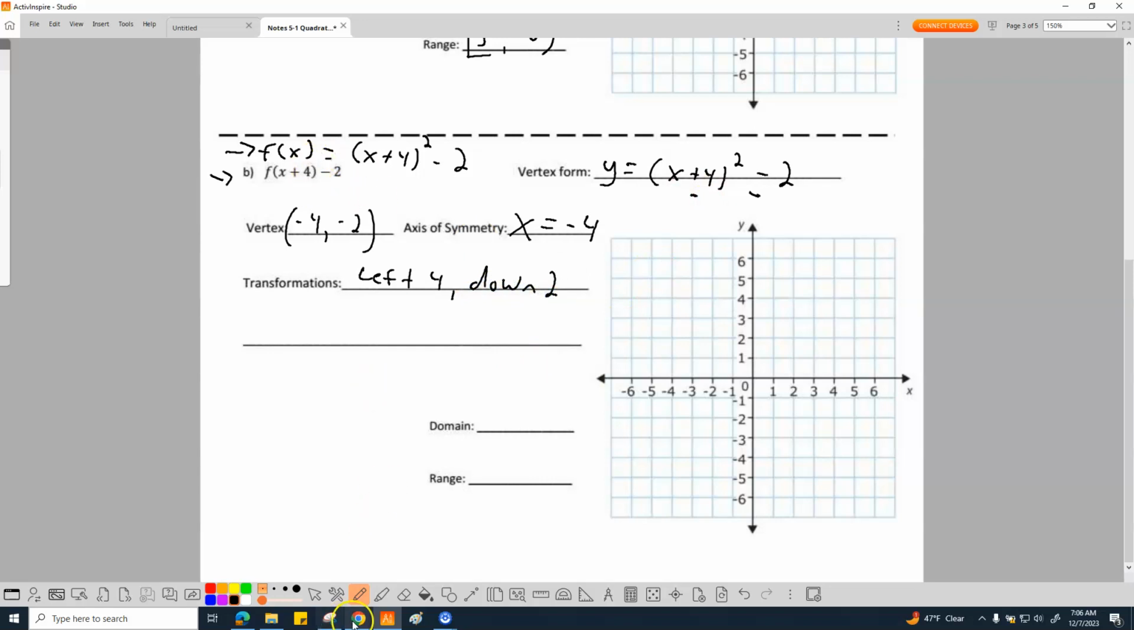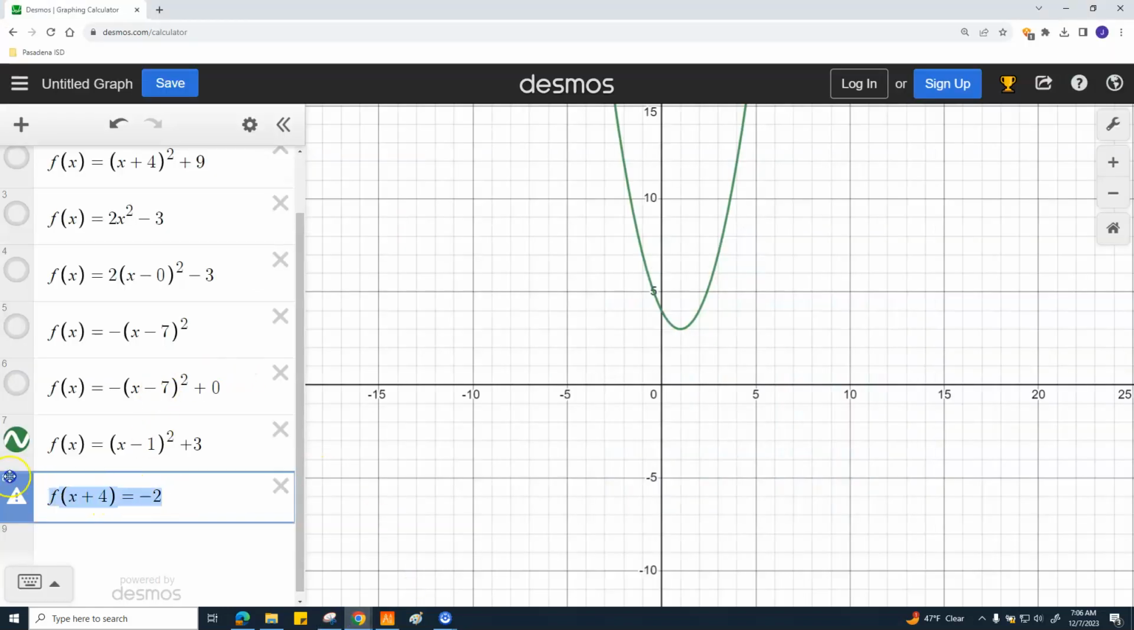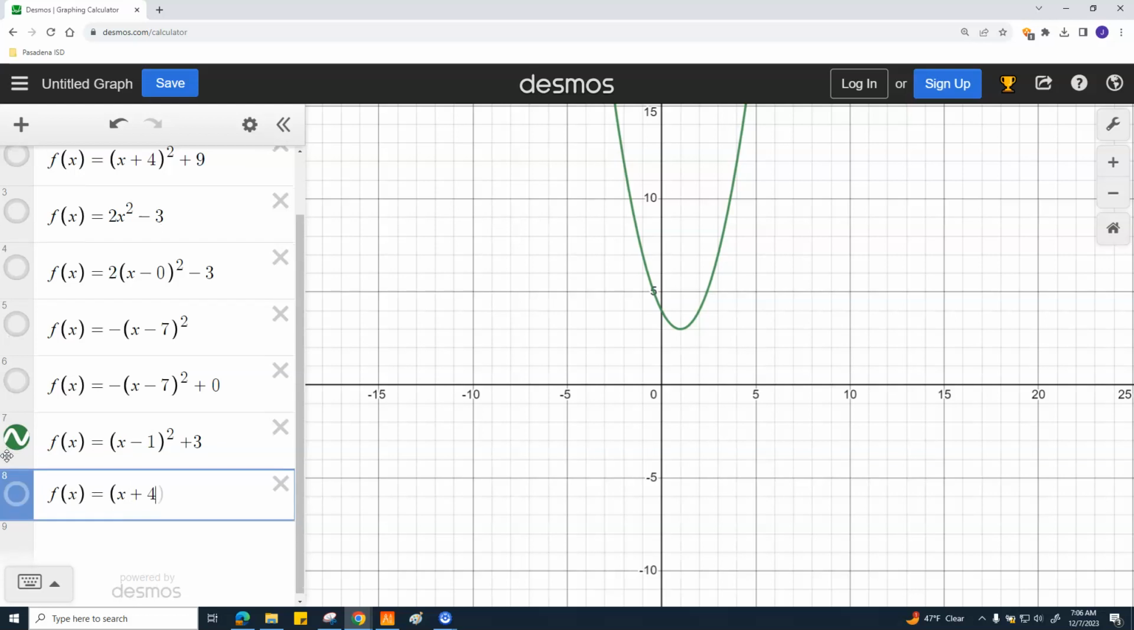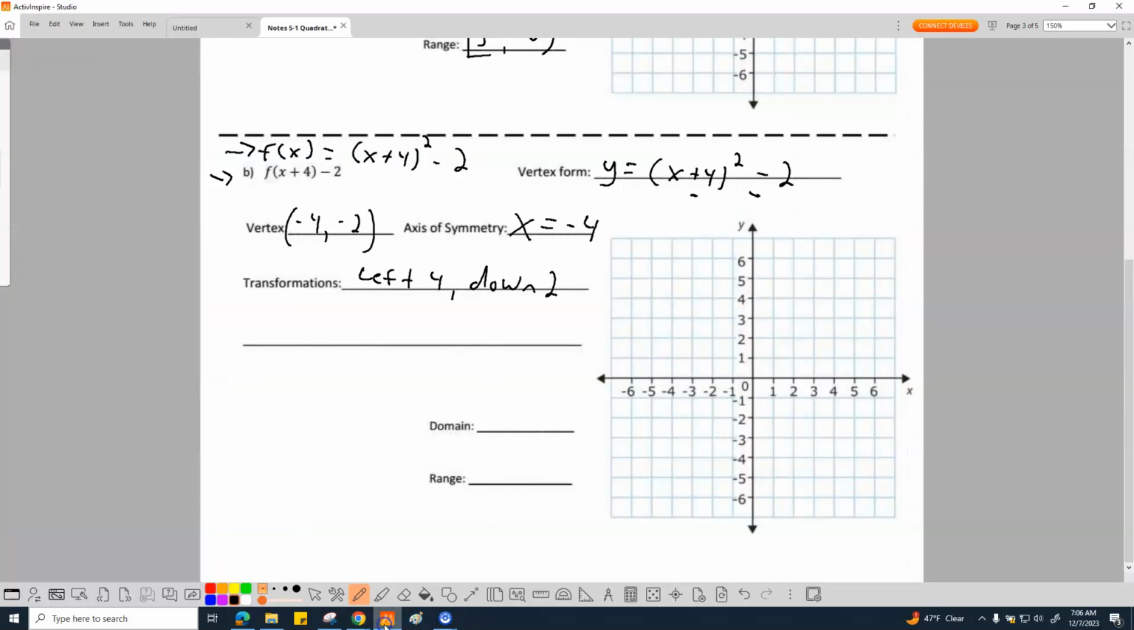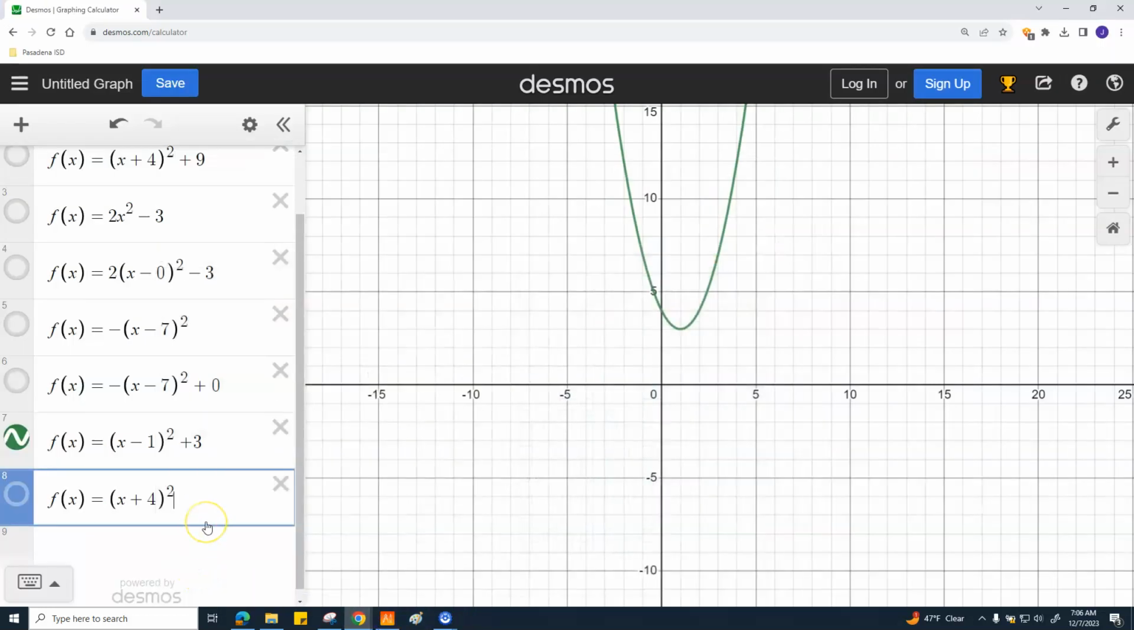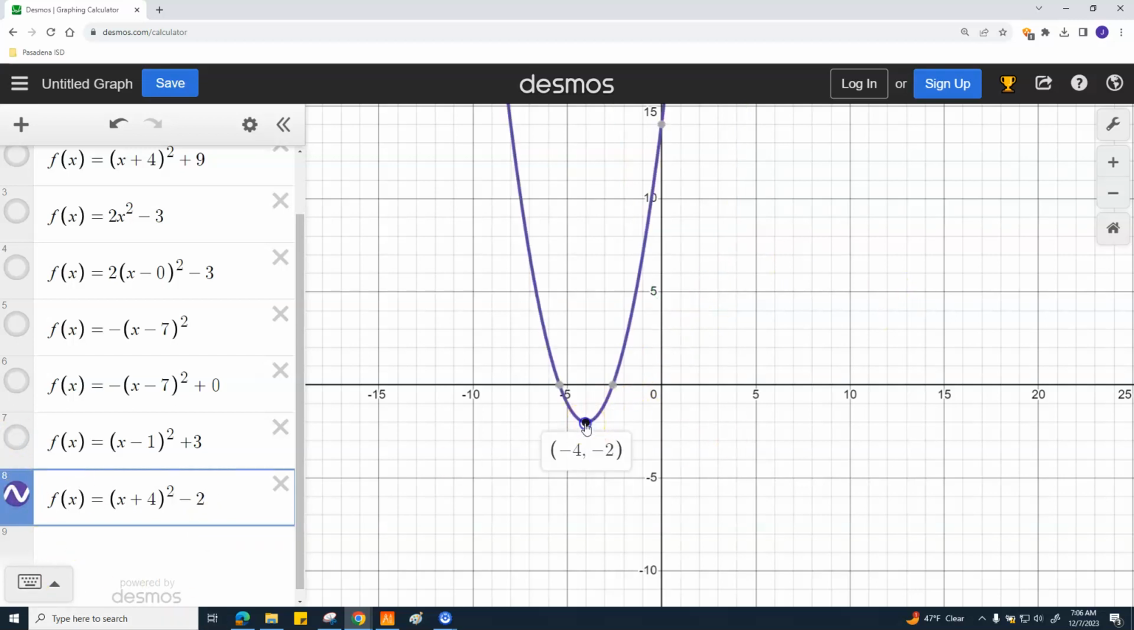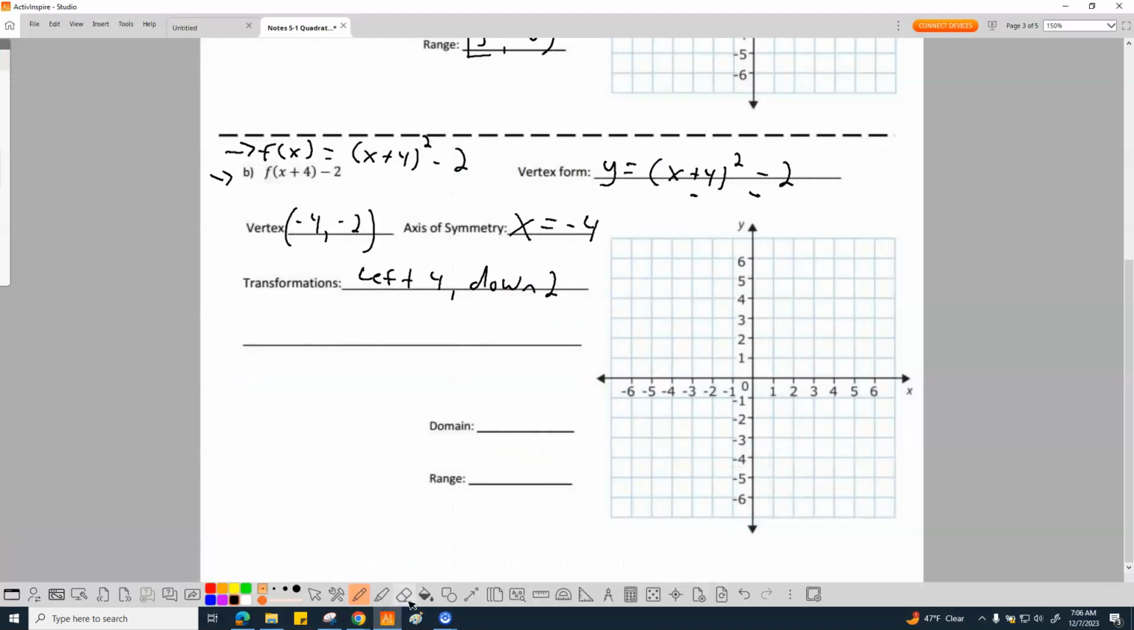Let's check it out. f of x equals x plus 4 squared, plus, what was the number, y'all? Oh, minus 2. So let's put that up here, and boom. Did we do it right? It went to the left 4, and it went down 2. Good for us. Now see where it's intersecting? Some weird looking numbers right there. So it goes left 4 and down 2, and that's where our vertex is.